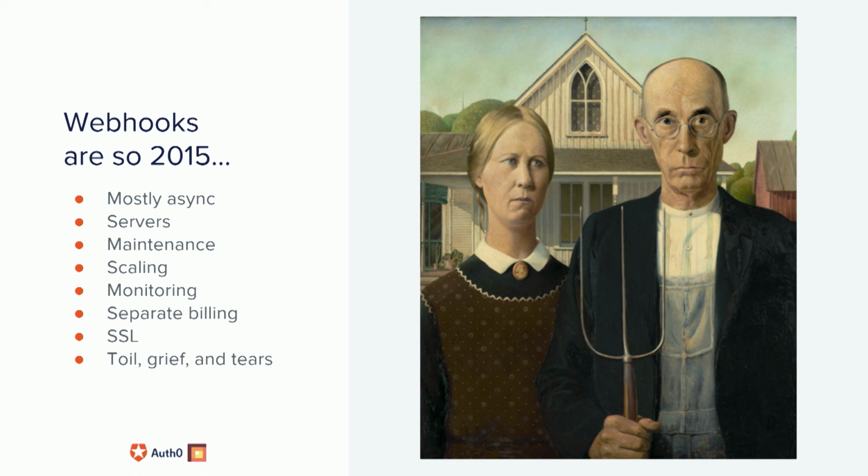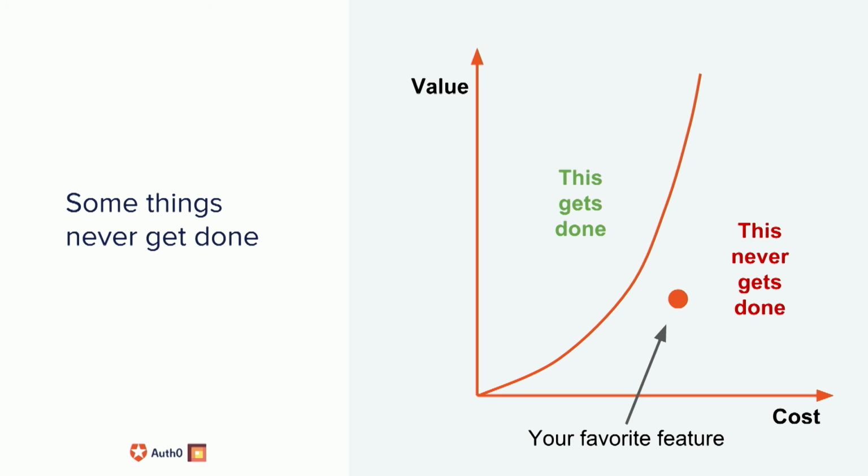As a result of all these aspects that a developer extending a platform has to think of, some things simply never get done. If you look at any extensibility scenario from the perspective of two parameters, the value of doing that work and the cost of doing that work, there is always some function that divides the features that will get done, because the cost to benefit ratio makes sense for them, from the features that will never get done because the cost just outweighs the benefit. And quite frequently, your favorite feature falls on the wrong side of the fence.